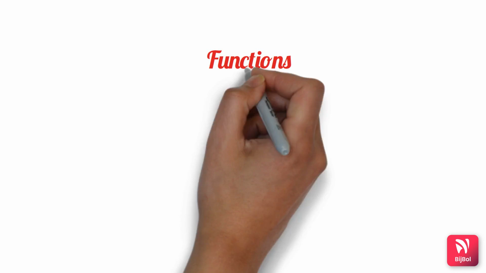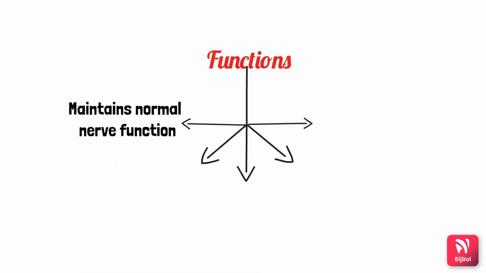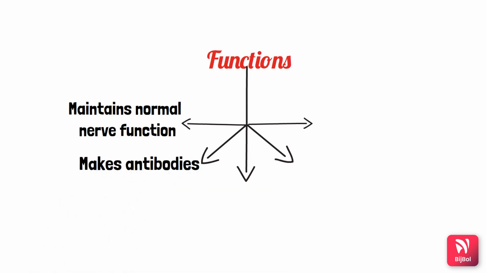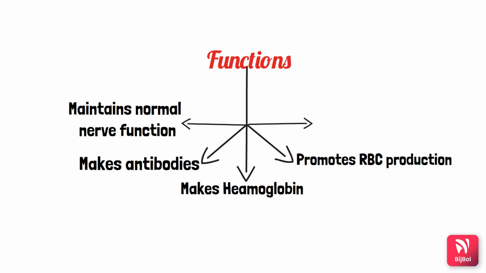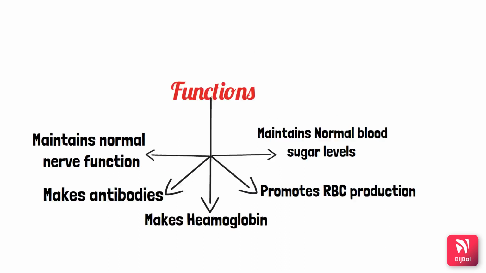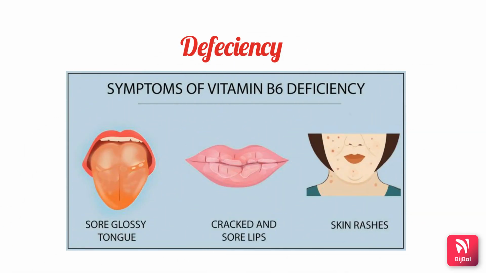After the mechanism of action, let us discuss the functions of vitamin B6. Firstly, it maintains normal nerve function. It also makes antibodies. It is helpful in synthesis of hemoglobin. It promotes RBC production. It also maintains normal blood sugar levels. Coming to the deficiency symptoms of vitamin B6, they include sore and glossy tongue, cracked and sore lips, and also skin rashes.